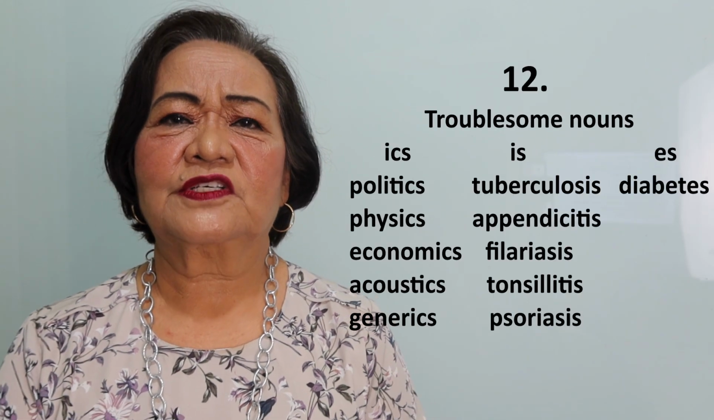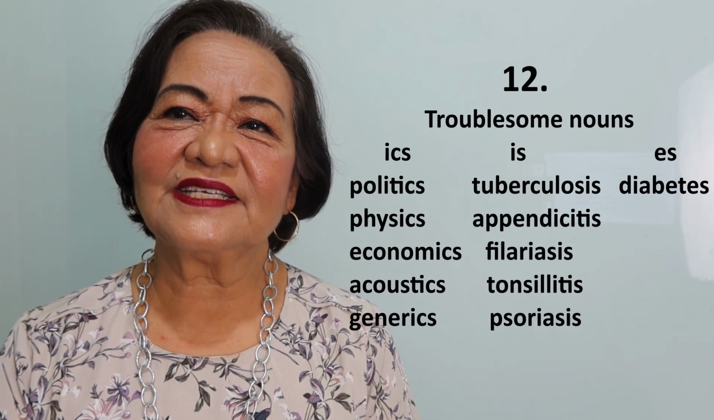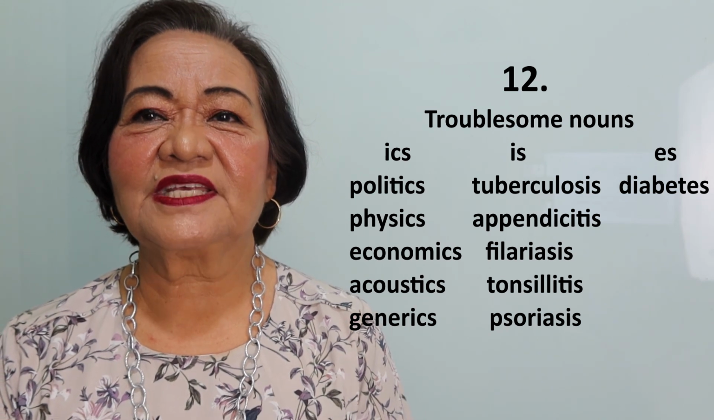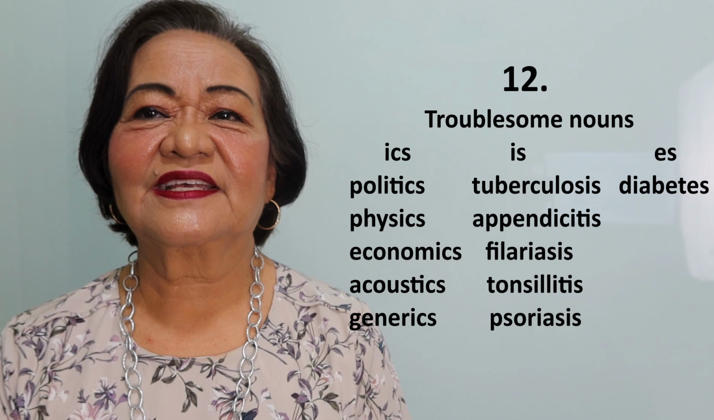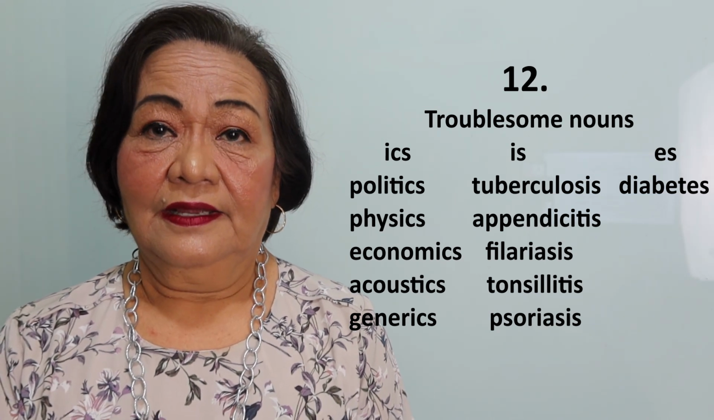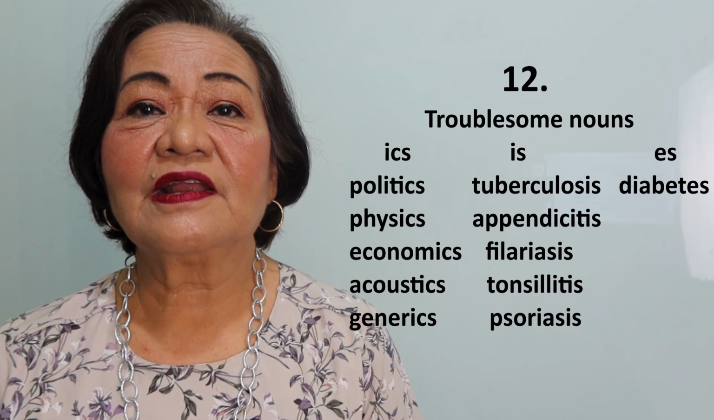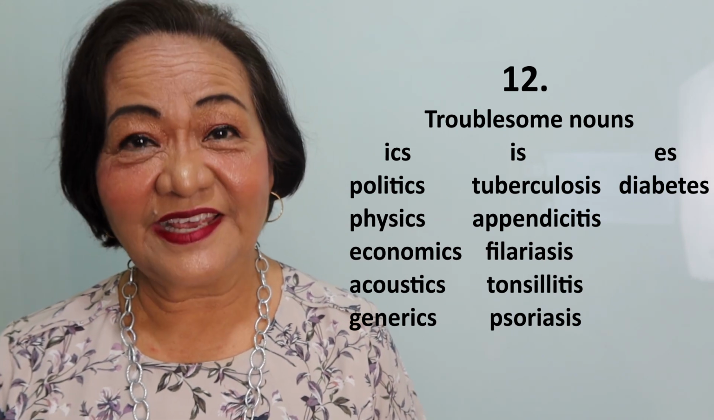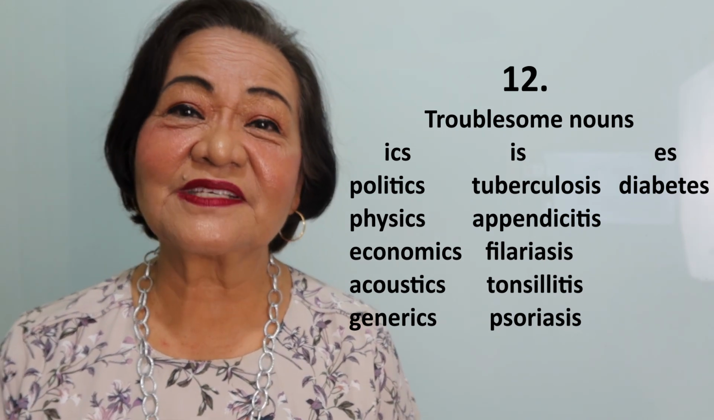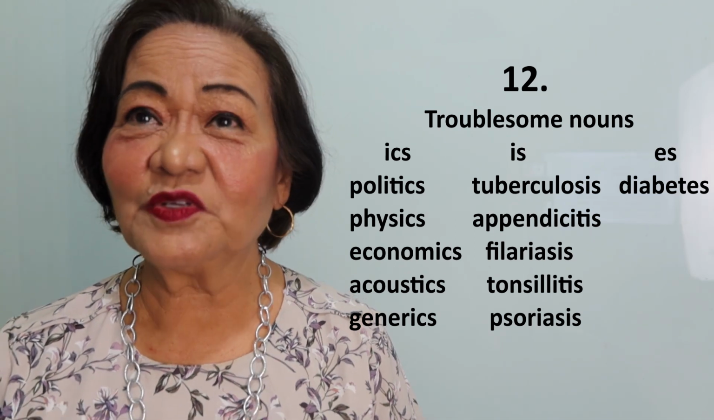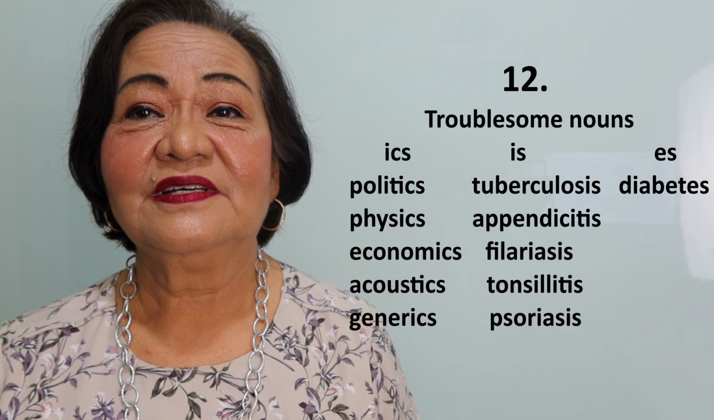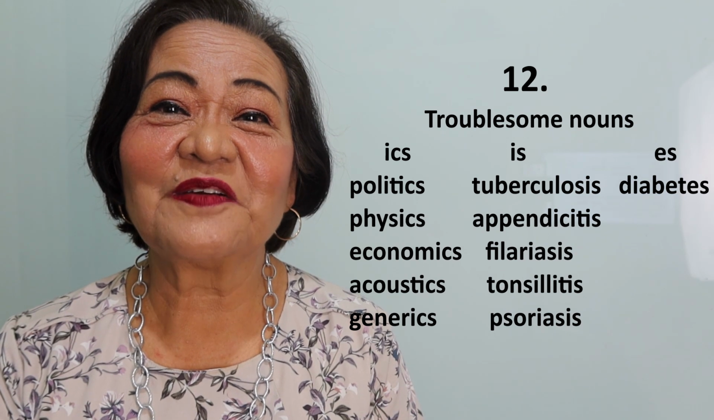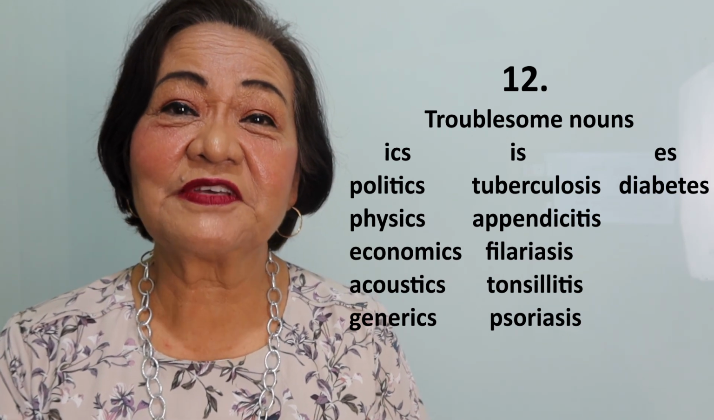Now we have troublesome nouns, those ending in X, ending in IS, ending in ES. X: politics, economics, physics, acoustics, generics, statistics. All these require a singular verb. So politics is a dirty game, they say, sometimes. Physics is difficult for women. Economics is the law of supply and demand. Acoustics is the soundproofing of a room. And statistics, when it is used as a subject, requires a singular verb. Statistics is difficult for women.